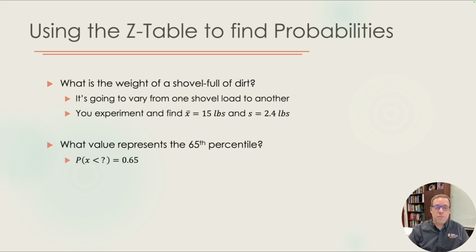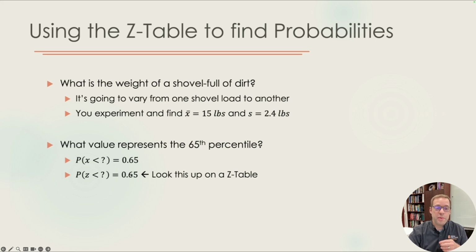All right, so that means the probability of x being below what value gives me a probability of 0.65. The way we're going to start off is doing this with a z-table. We're going to find what z value will give me a probability of 0.65 if I'm looking for z values below that particular z-score.